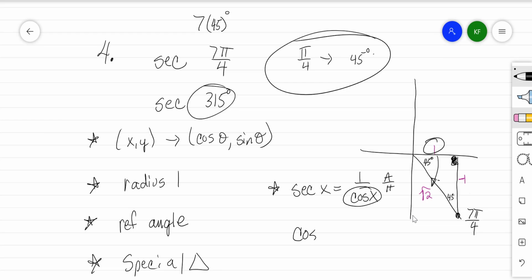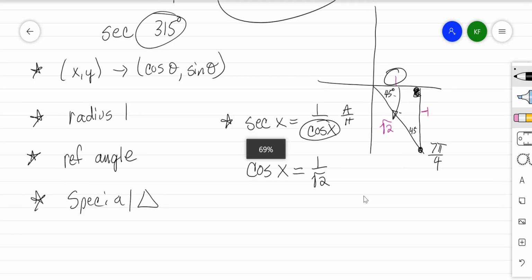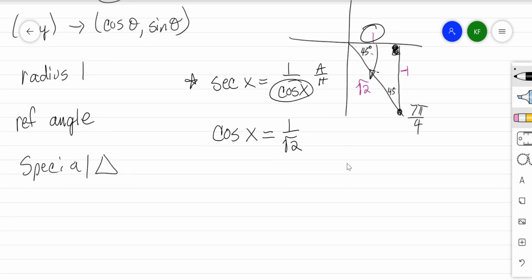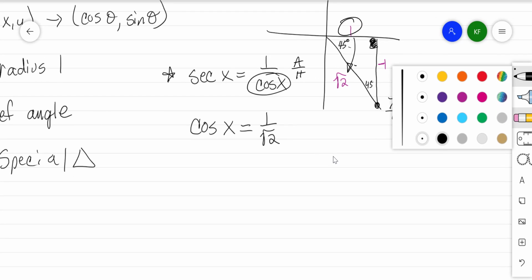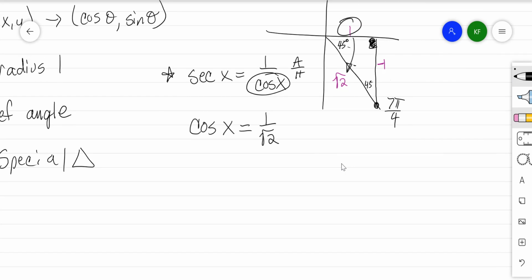So cosine of x is adjacent, which is 1 over the square root of 2. How did I catch myself? I knew that cosine had to be positive in the fourth quadrant. Now you can go ahead and rationalize this. That's great, okay? But the form it's in actually creates a shortcut for us. So it's not wrong if you go, oh, you know what? By the way, if you rationalize that, you get the square root of 2 over 2.